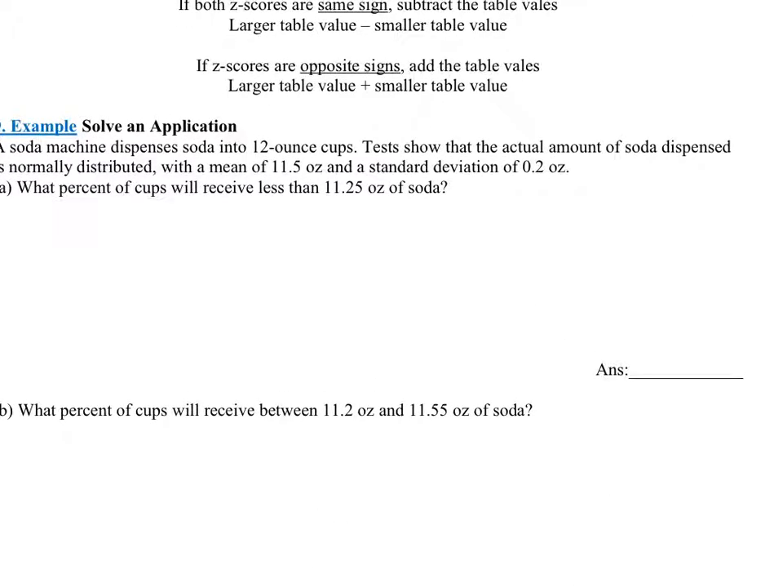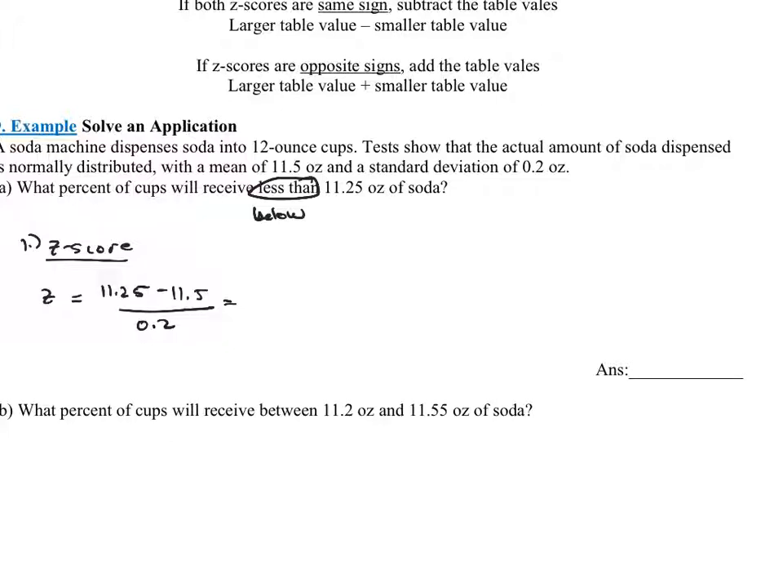So they want less than, which means below, and now we need to find out what our z-score is. Always the first thing you're going to do is find out what that z-score is. So if you remember how to find the z-score, this is the z-score of the 11.25 ounces of soda. The z-score is always the data value, 11.25, minus the mean, which is 11.5, divided by the standard deviation, 0.2. Again, data minus mean over standard deviation. And you always have to do the data item first because sign does matter here.